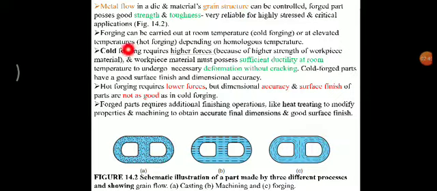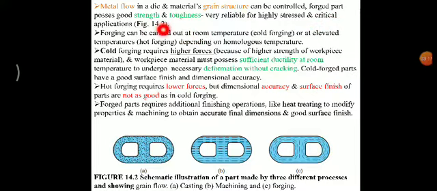Now there are different forging processes, the cold forging process and the hot forging process. We will see that further. But the metal flow in the die and the metal grain structure can be controlled. The metal flow in the die and the material's grain structure can be controlled in the forged part, so that it produces good strength and toughness, which is very reliable for stressed conditions and critical applications.